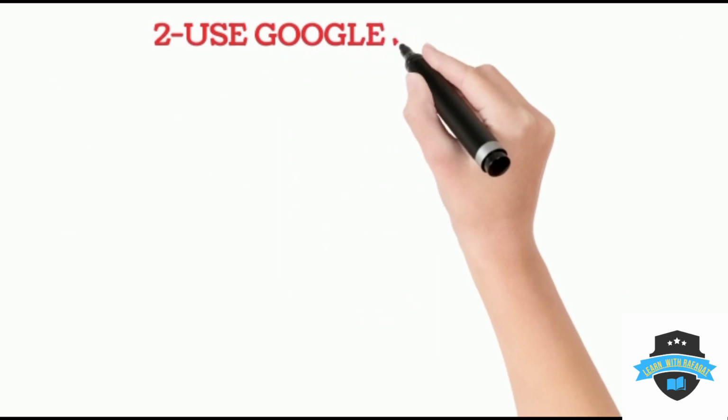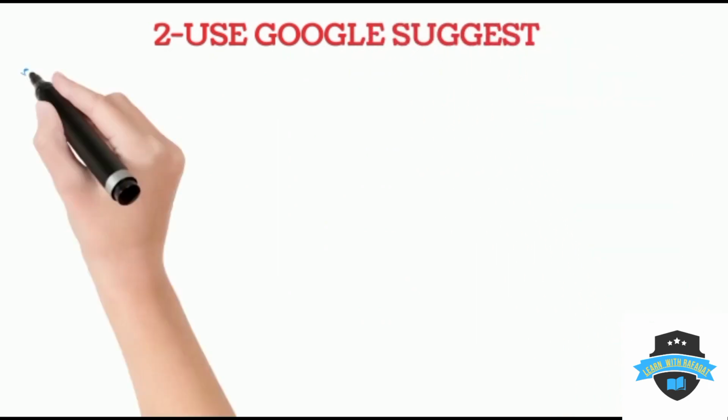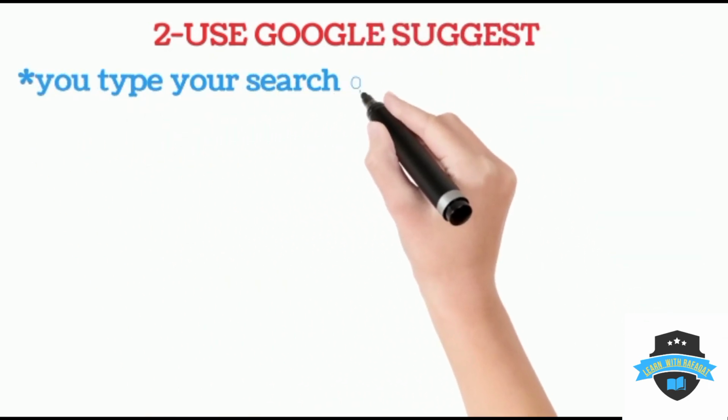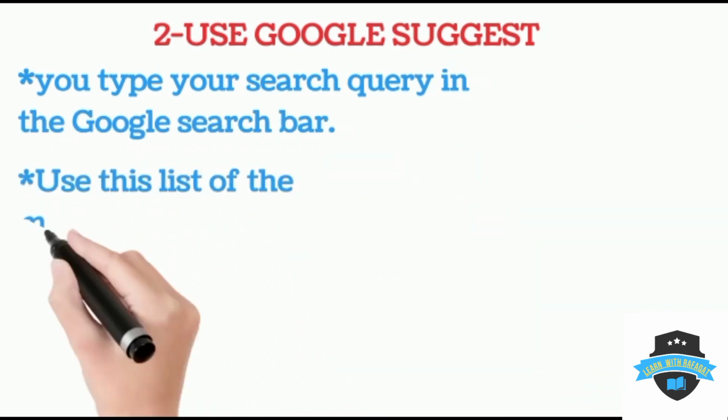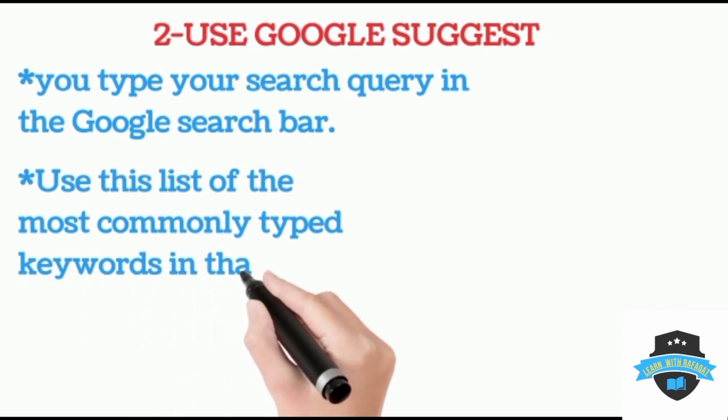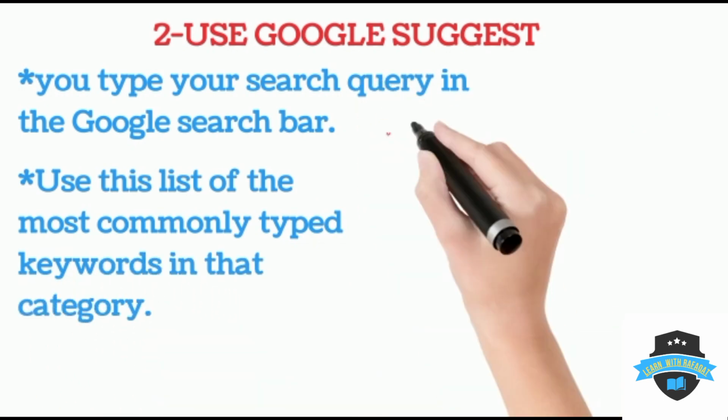Use Google Suggest when you type your search query in the Google search bar. Use this list of the most commonly typed keywords in that category.